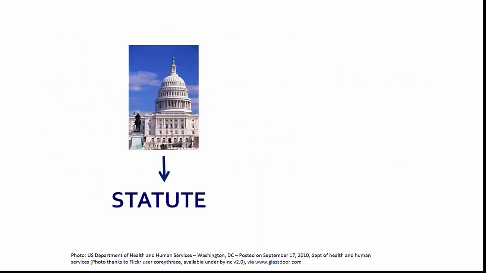Let's define some terms. A law, also called a statute, is passed by Congress and therefore is derived from the legislative branch of the government. Law and statute are almost synonymous words. We will not get into the technical distinction between these two terms here.